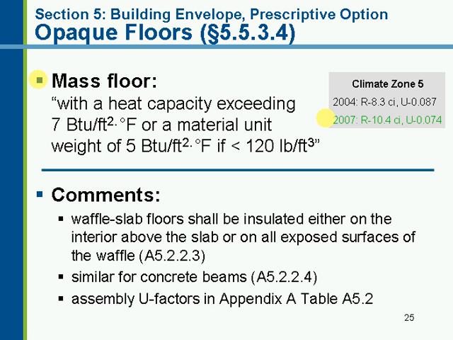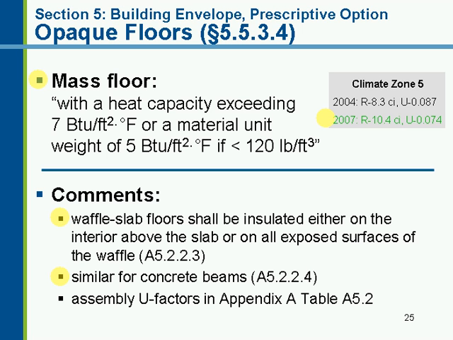A couple of extra thoughts about floors. If you have a waffle slab, Section A5.2.2.3 says you have to insulate either on the interior above the slab or on all exposed surfaces of the waffle. So it's not acceptable to just run continuous insulation or batt or whatever across the waffles and leave that open air gap. That air cavity, you start to get air movement and it doesn't perform as well.